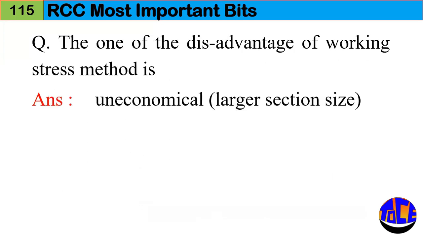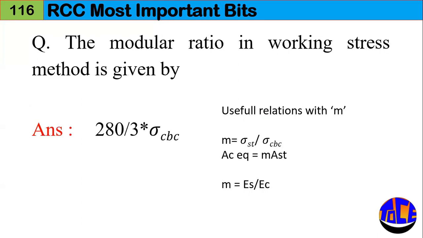Question number 115. One of the disadvantages of the working stress method is that it is uneconomical, because you get large section areas. Question number 116. The modular ratio in working stress method is given by 280 divided by 3 sigma cbc. 280 divided by 3 sigma cbc, you will get the modular ratio.